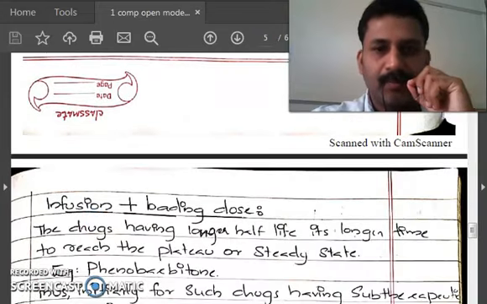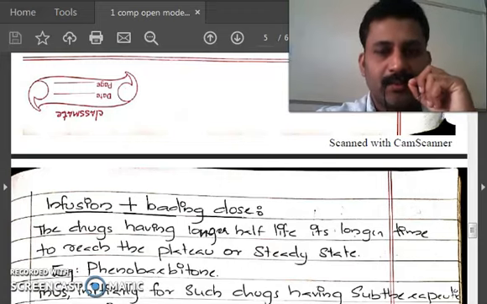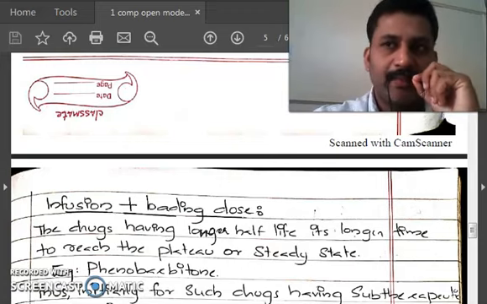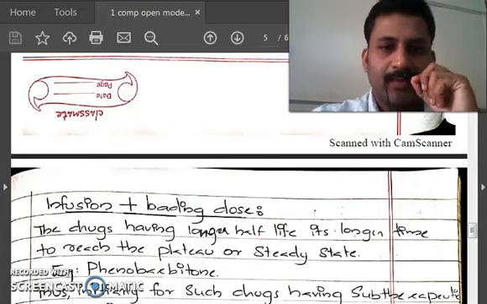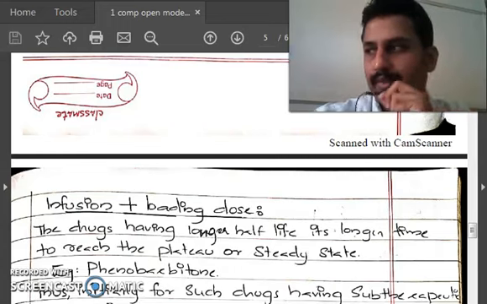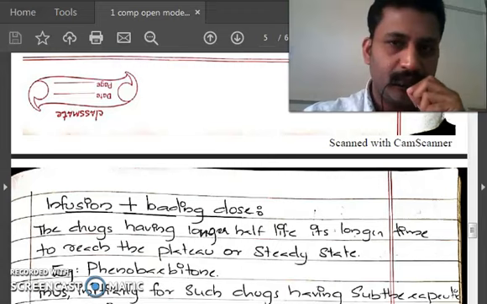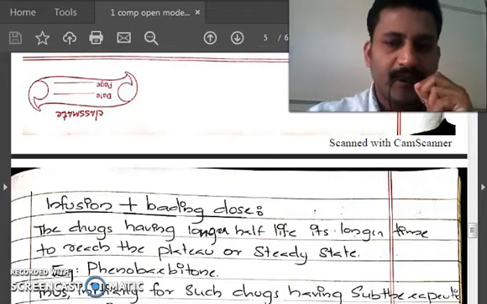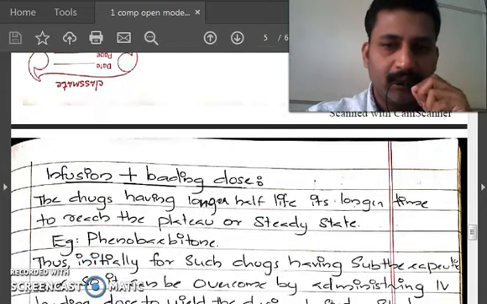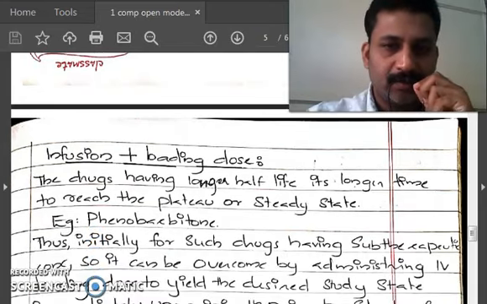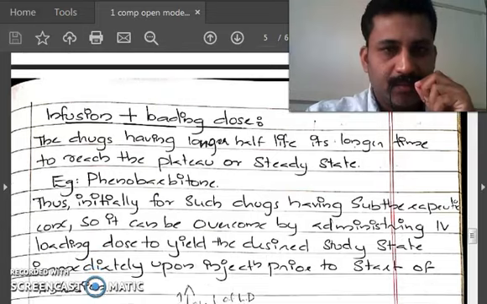That's the problem. So in that case, how will you maintain the steady state concentration in the blood plasma? For that, we are using a therapeutic application that is called the infusion plus loading dose. If a drug has a longer half-life, it takes more time to reach the steady state concentration. In that case, we will be using infusion plus loading dose.